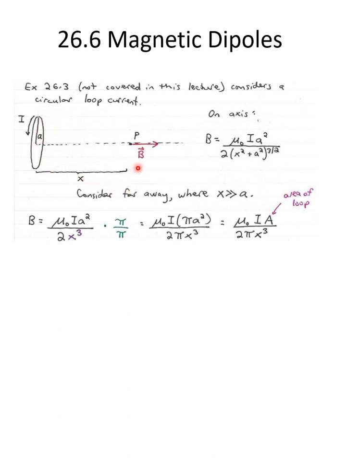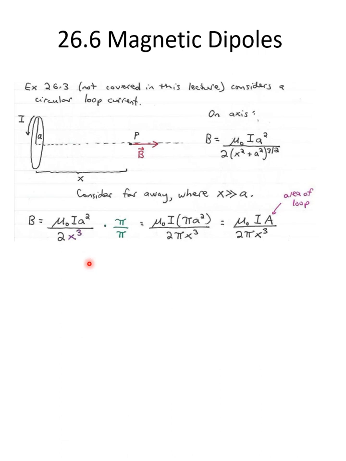And the result of example 26.3 is that the magnetic field right there along the axis is pointing away from it, so along the axis. And here's the result. The magnetic field is mu naught, so remember that's the permeability constant, times the current, times the radius squared, over 2 times the 3/2 power of x squared plus a squared. And I want to consider the result if we get far away from the loop, where x is much, much greater than a. So you take that limit as x is much, much greater than a, and the denominator just becomes 2x cubed.